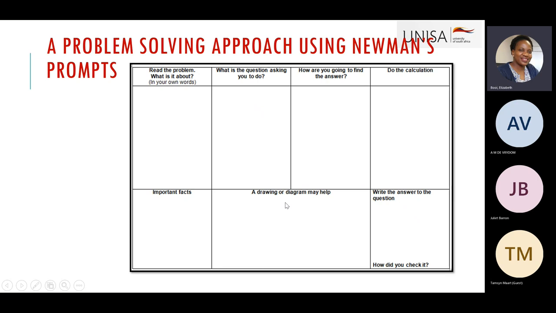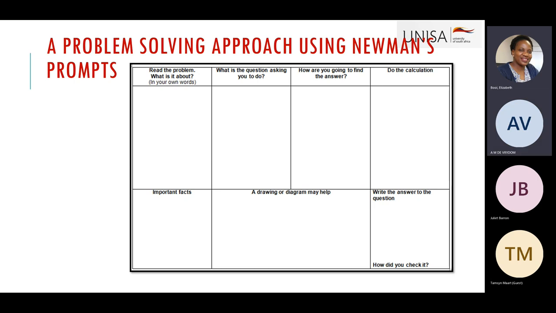So once you have all the important facts, you have drawn, you've needed all the help, now you know what you need to do, you also need to make sure that you identify the equation that you need to be using. So for example, if it's an equation or if it's a formula, what kind of formula did you need to use in order for you to answer this question? You write out that formula, and then once all those steps are done, then you go and do your calculations. You will either do your calculation using your calculator or doing it manually.